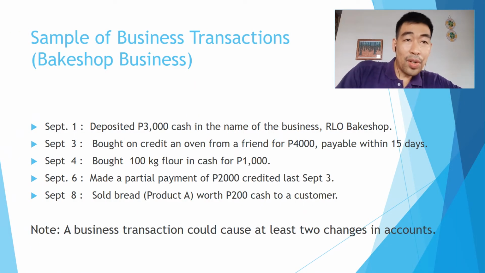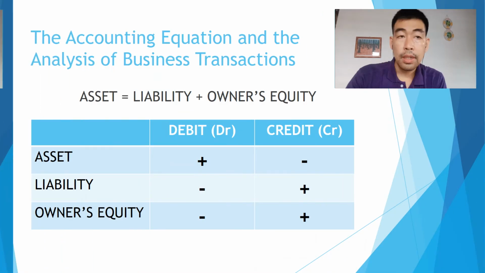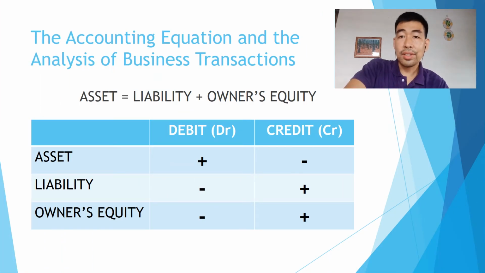Take a look at the sample of business transactions. There are 5 samples that I'm going to present, and we will give detailed tips on how to make a journal entry of these transactions. But please take note that a business transaction causes at least 2 changes in accounts. When we analyze a business transaction, let's take a look at the fundamental equation of accounting, which is assets equal liabilities plus owner's equity.